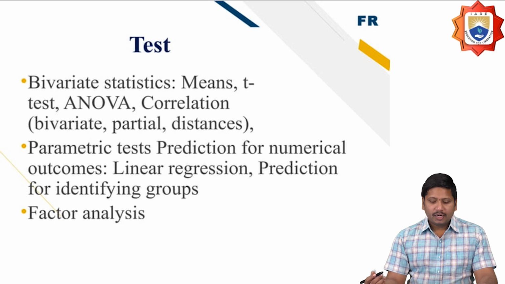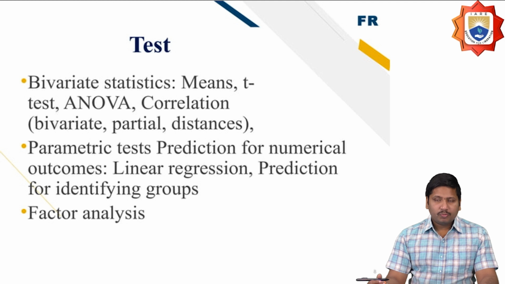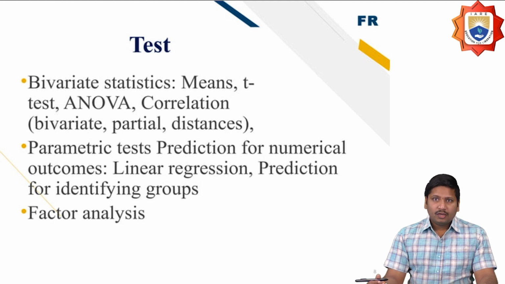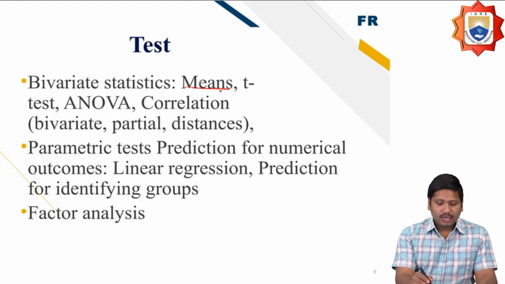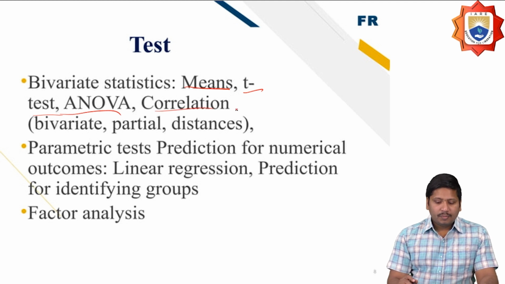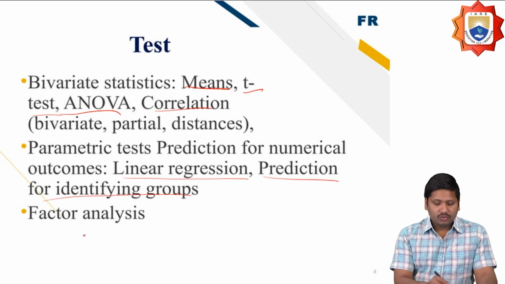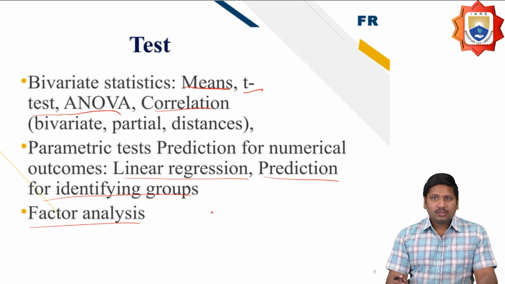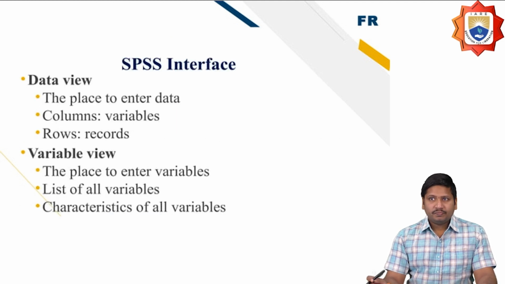And then the parametric test predictions for numerical outcomes, like linear regression, prediction for identifying the groups, and factor analysis. So like this, we can perform some of the tests: for bivariate statistics, the means, t-test, ANOVA and correlation, and the prediction tests for numerical outcomes like linear regression, prediction for identifying groups, and factor analysis.